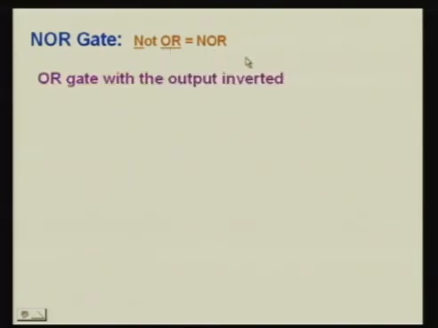So what is a NOR gate? Basically it's a combination of an OR gate and a NOT gate. We have taken N from NOT and OR from the OR gate, and it gives NOR gate. So a NOR gate is basically an OR gate with the output inverted. Means if we invert the output of an OR gate, then that will make a NOR gate.